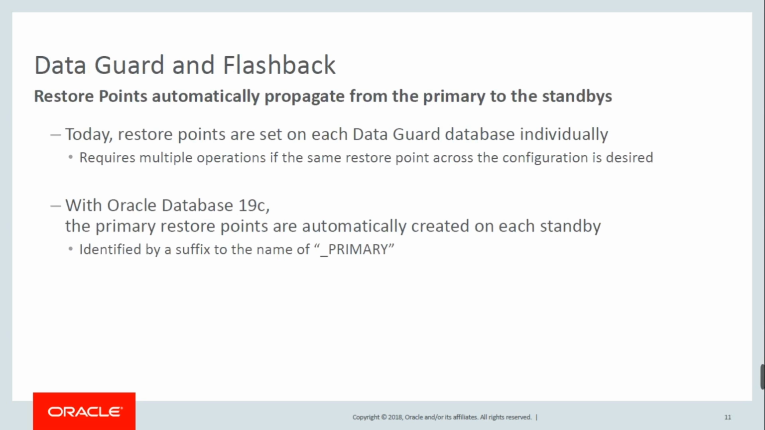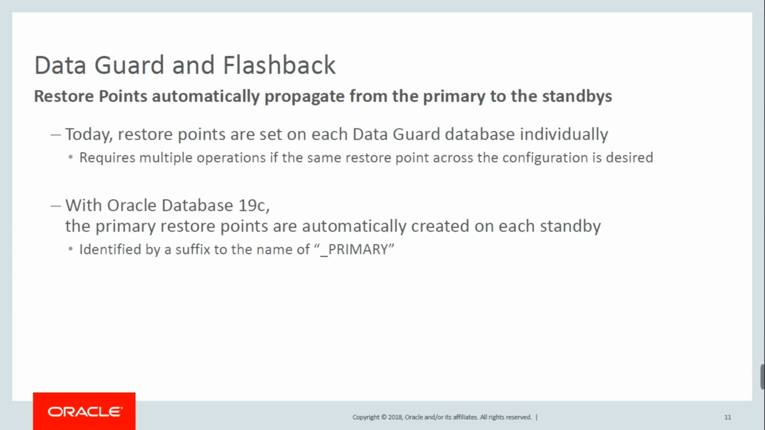Next, Data Guard and flashback. The restore points automatically propagate from primary to standby side. In 19c, I have already demonstrated in a video how to configure Oracle 19c primary and standby databases in a Data Guard environment, and I created a flashback guaranteed restore point on the primary side, and it is automatically replicated to the standby side. So the restore points automatically propagate from the primary to the standbys.